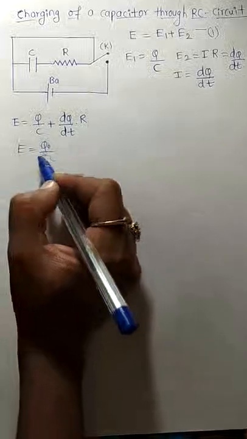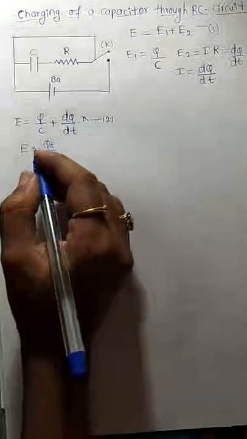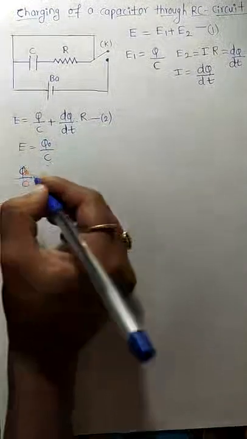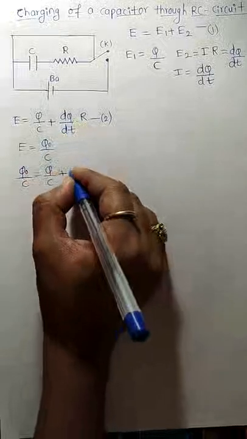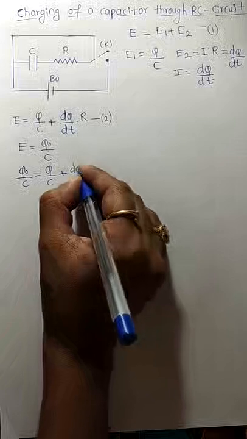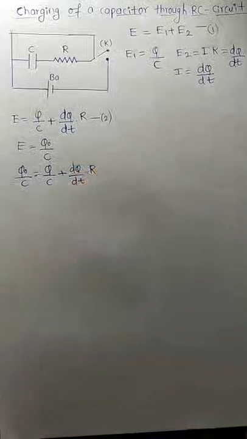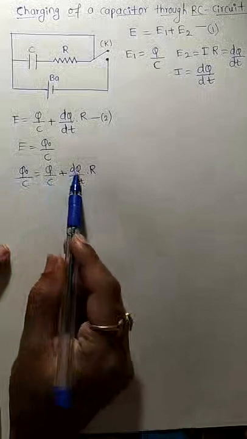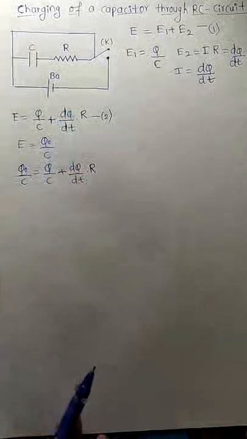So substituting this E value in equation number 2. So what will we get? Yeah, we are getting Q naught by C is equal to Q divided by C plus dq divided by dt into R. So just substituting the E value, we got a new equation, that is in terms of Q naught by C is equal to Q by C plus dq by dt into R. This value substituting in equation number 2.